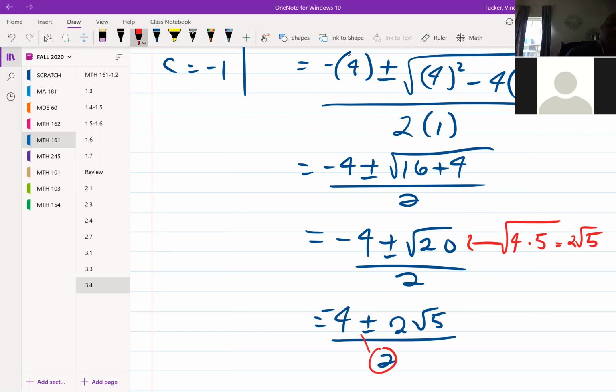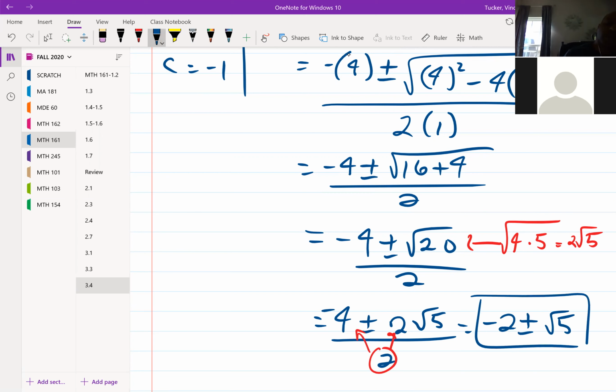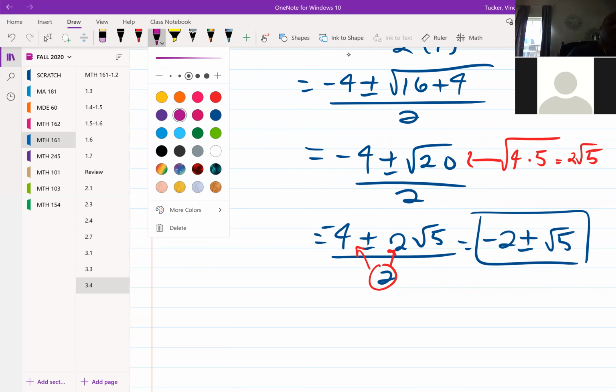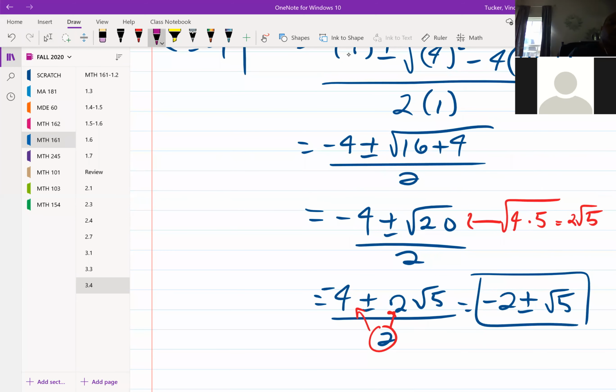That 2 can go into each term in the numerator. So that'd be -2 plus or minus square root of 5. And those would be your other 2 solutions. So you have 3 solutions. x equal to -3, x equal to -2 plus square root of 5, x equal to -2 minus square root of 5.